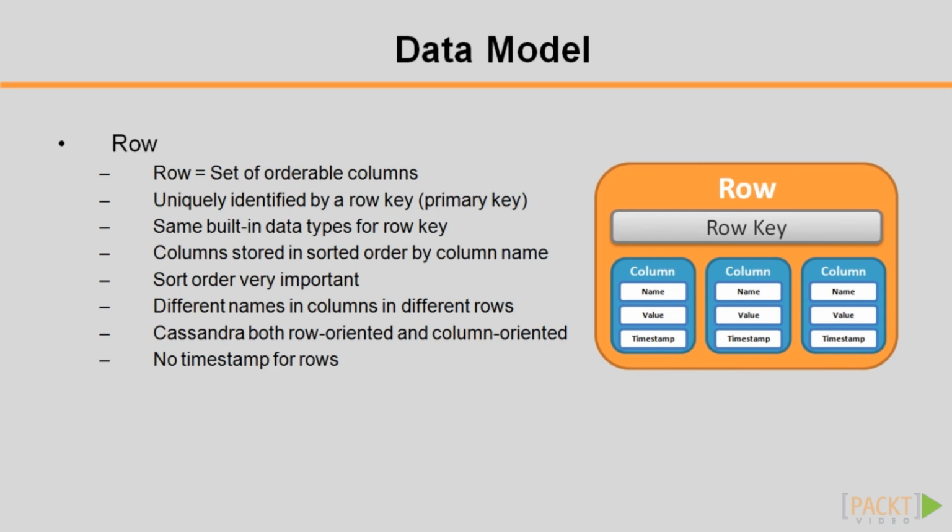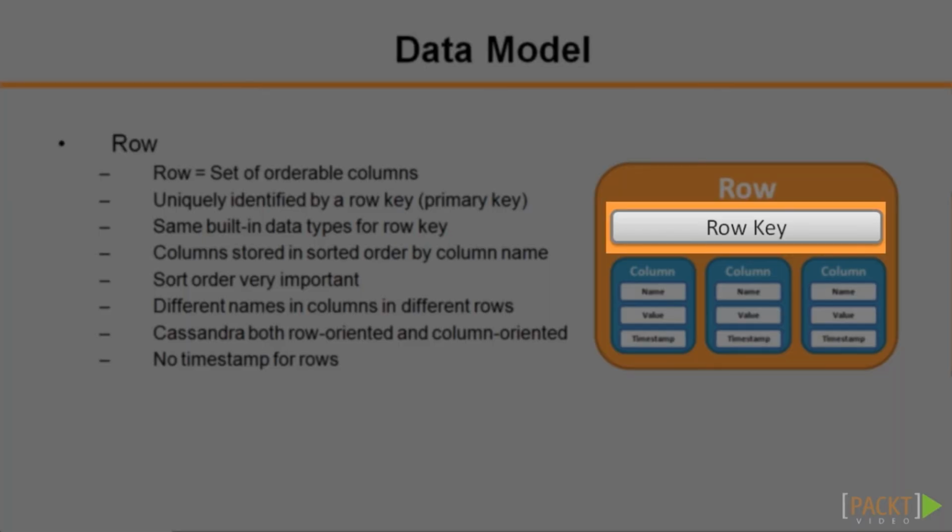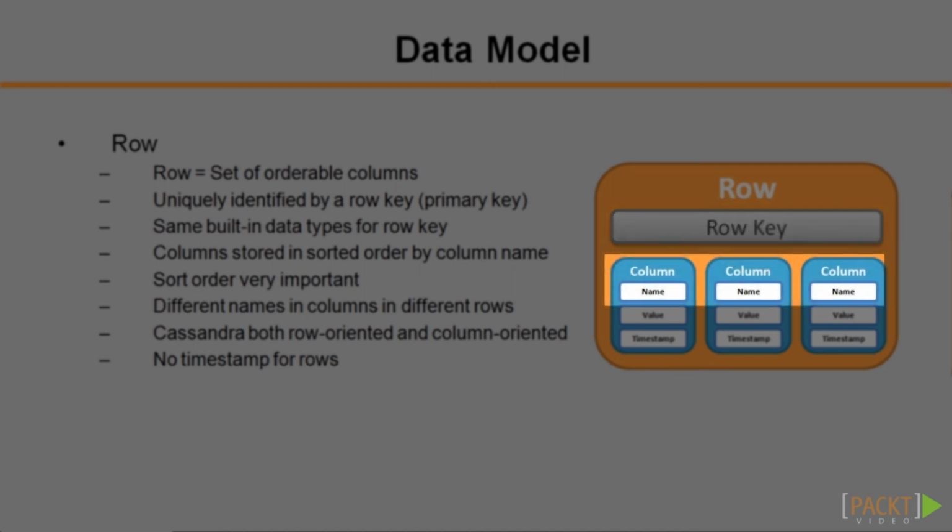One level up is a row. It's a set of orderable columns with a unique row key called a primary key. The row key can be any of the same built-in data types as those for columns. What orderable means is columns are stored in sorted order by their column names. And sort order is extremely important because Cassandra can't sort by value as what we do in a relational database.